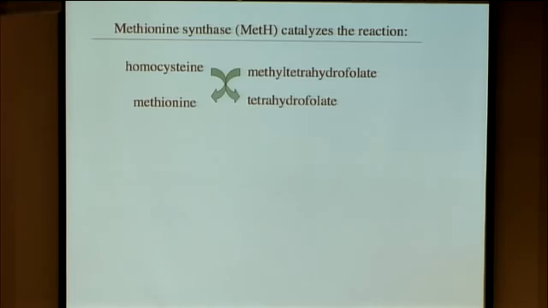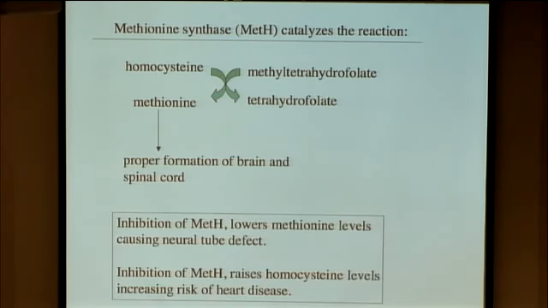So what does this enzyme do? This particular enzyme converts an amino acid called homocysteine to another amino acid, methionine. It also converts another vitamin, a B vitamin, the methyl tetrahydrofolate form, to tetrahydrofolate. So this folate is one of your B vitamins.